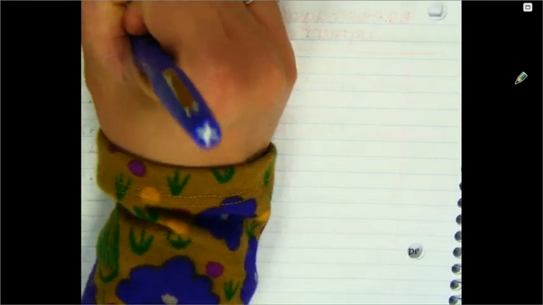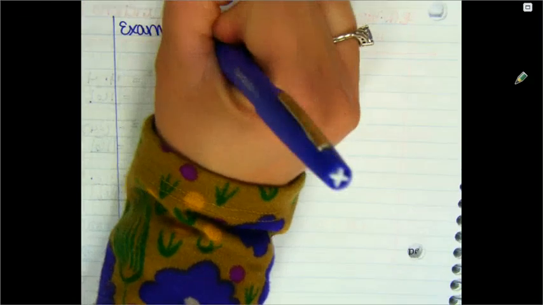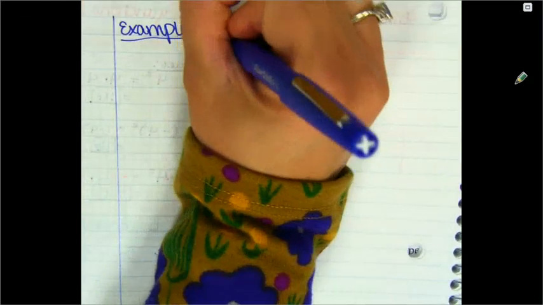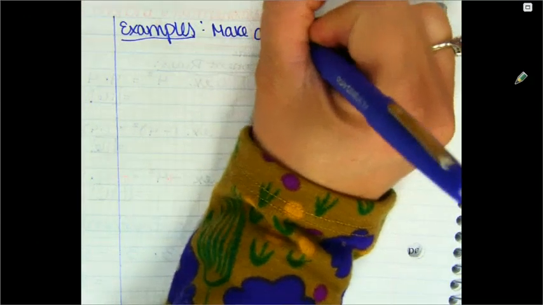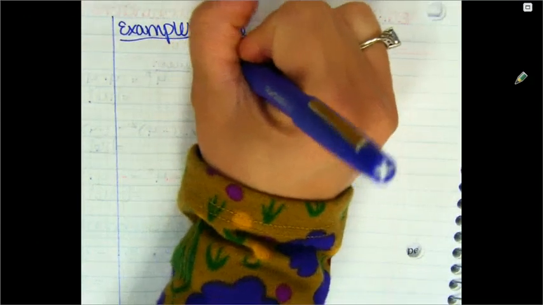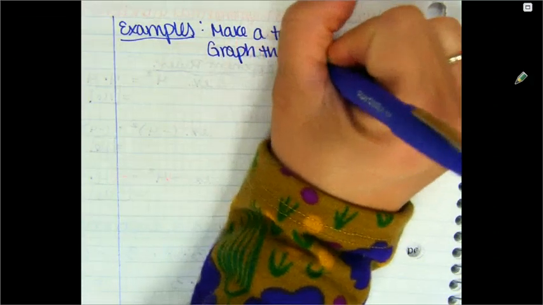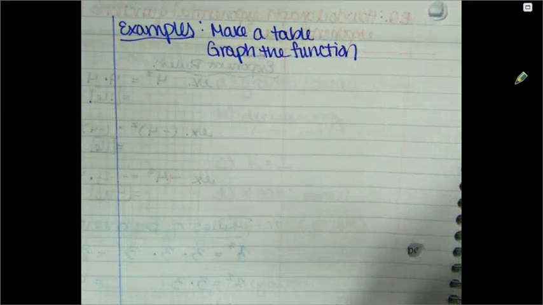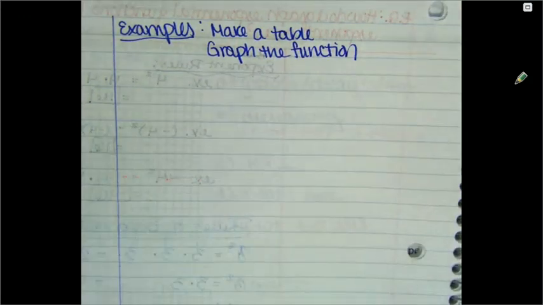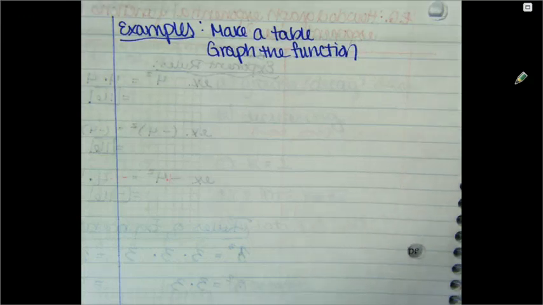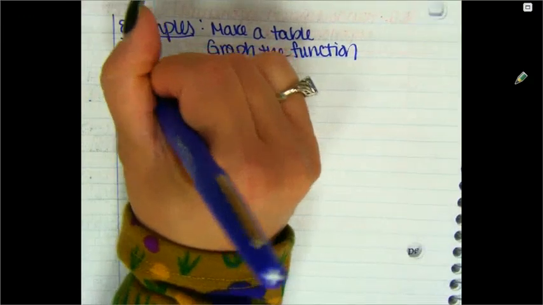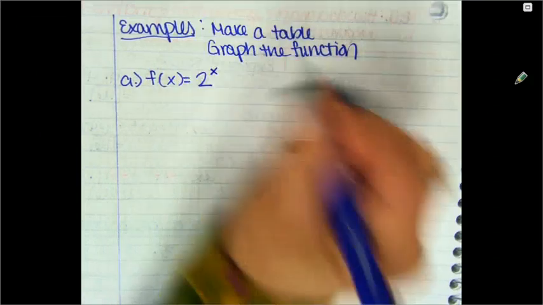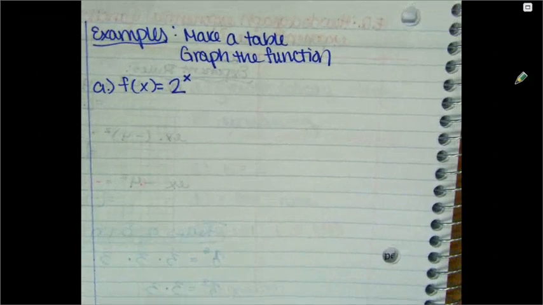All right, let's do an example. Okay, we're going to make a table and we're going to graph the function. When we graph, do we need to include the asymptote? Yes. Major key concept is the asymptote. Okay? So, here comes our function. You ready? First one is f of x equals 2 to the x. F of x equals 2 to the x.